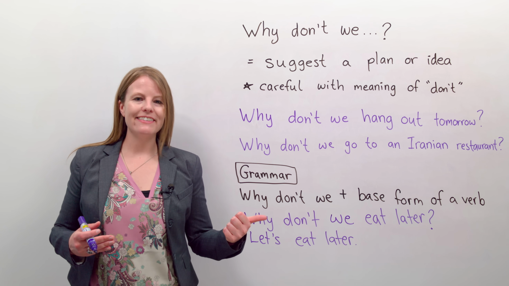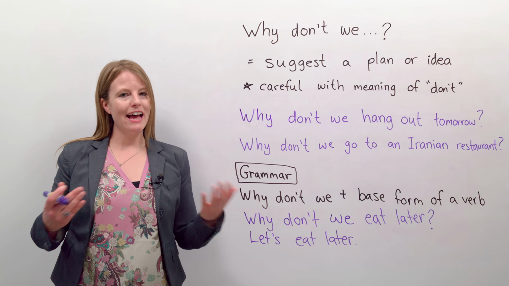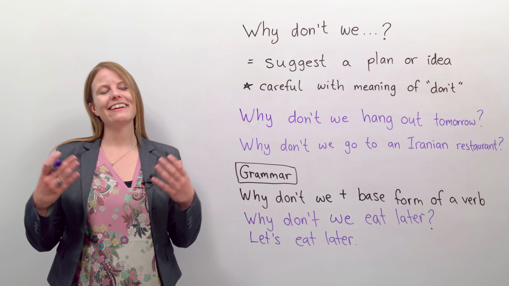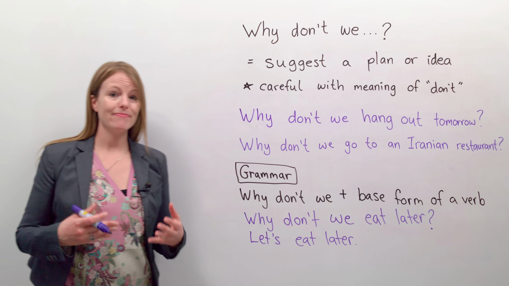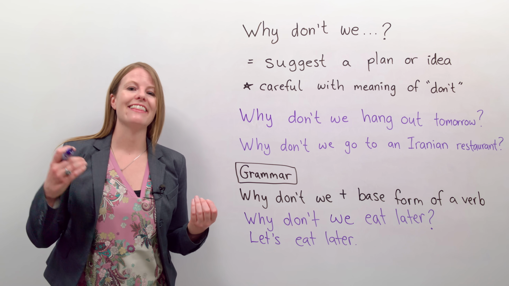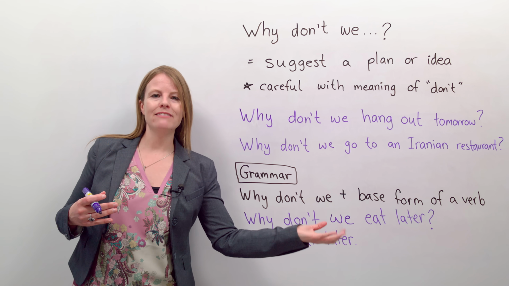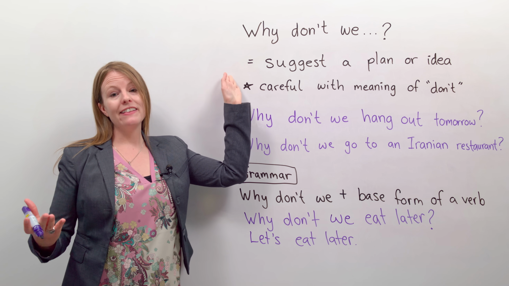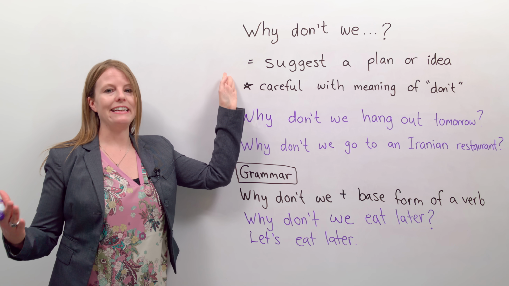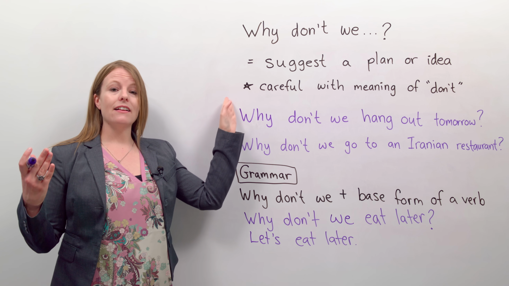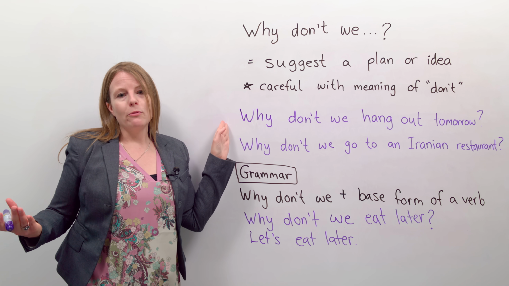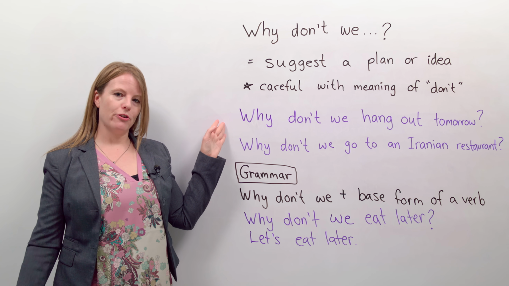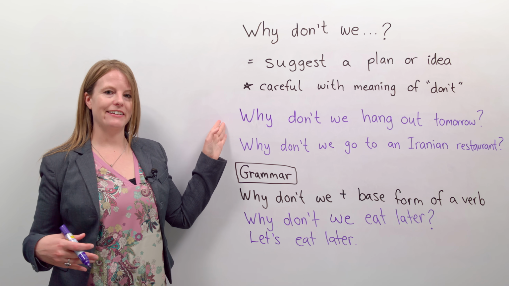So we've talked about let's, we've talked about how about. The last expression we're going to learn today is why don't we? Why don't we is a nice, easy expression. It means the exact same thing as let's. So you can say, why don't we? Let's. They have almost the same meaning. So we use these words to suggest a plan or idea. So for example, I can say, why don't we hang out tomorrow? This means let's hang out tomorrow. It's a way for me to suggest an idea.